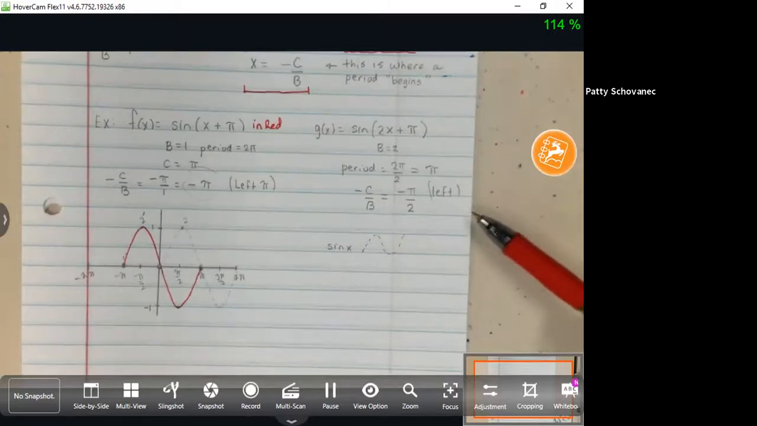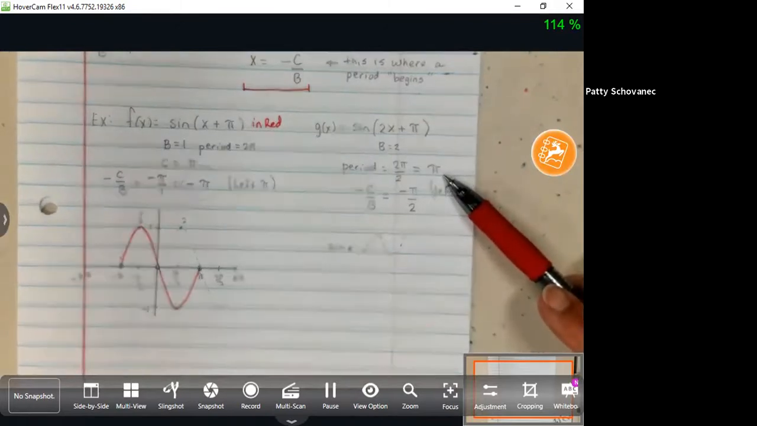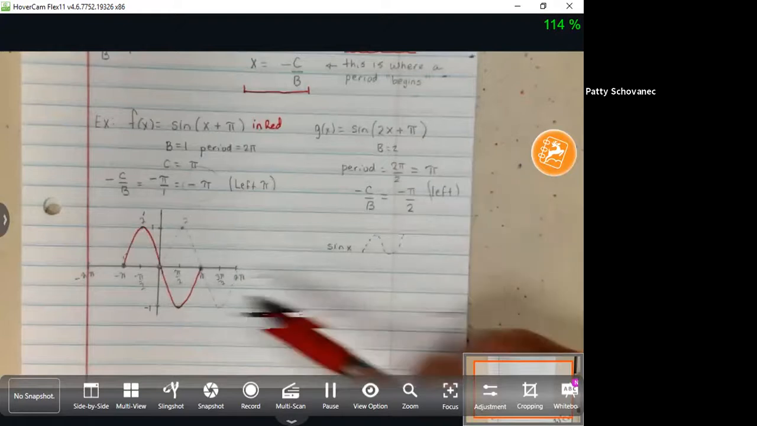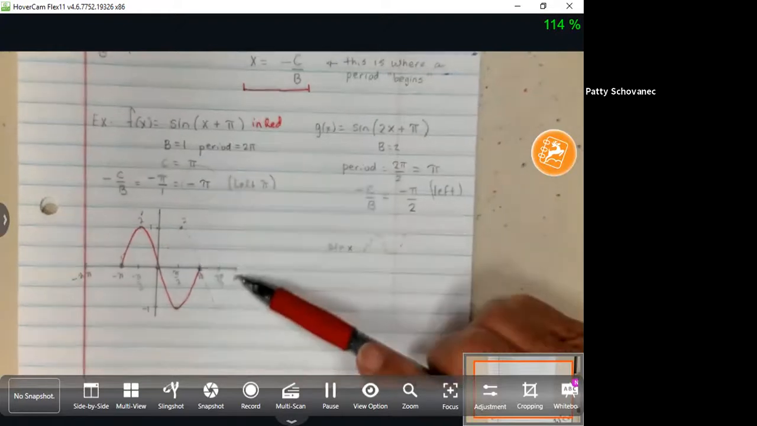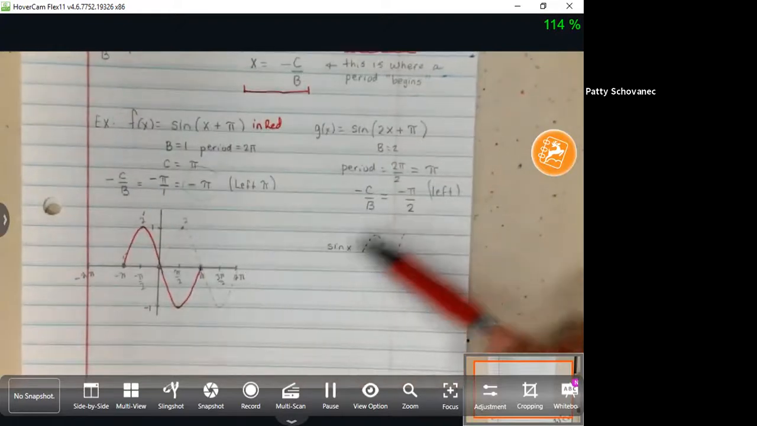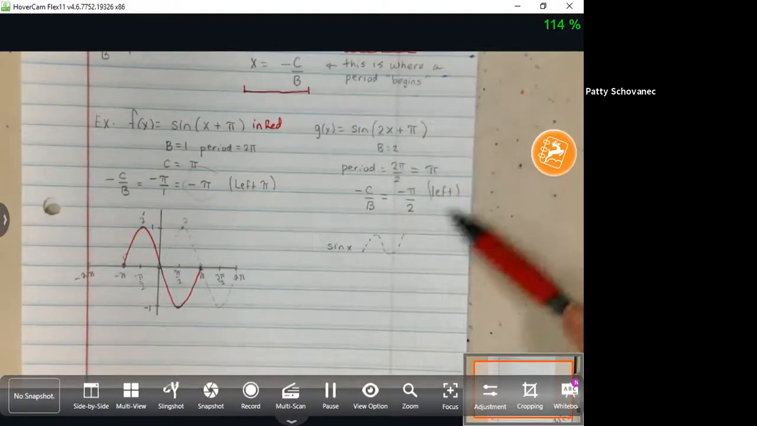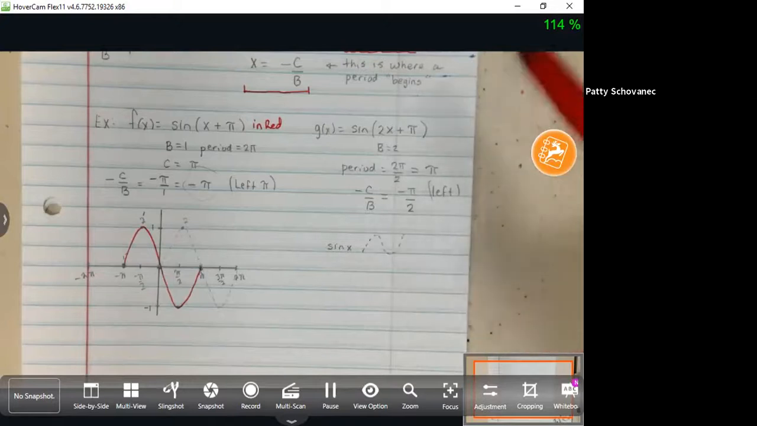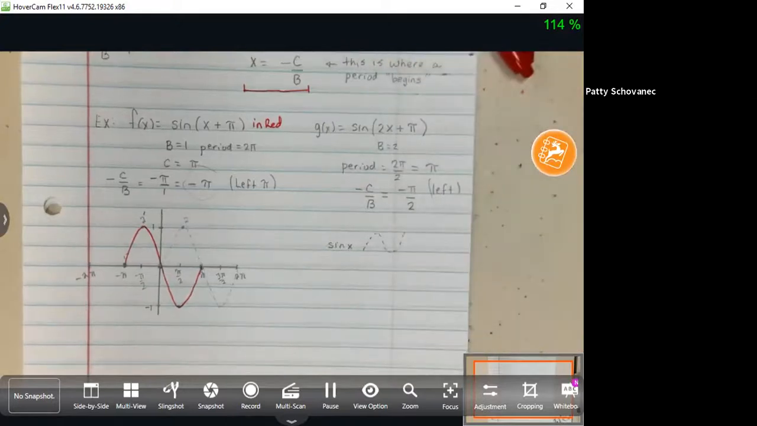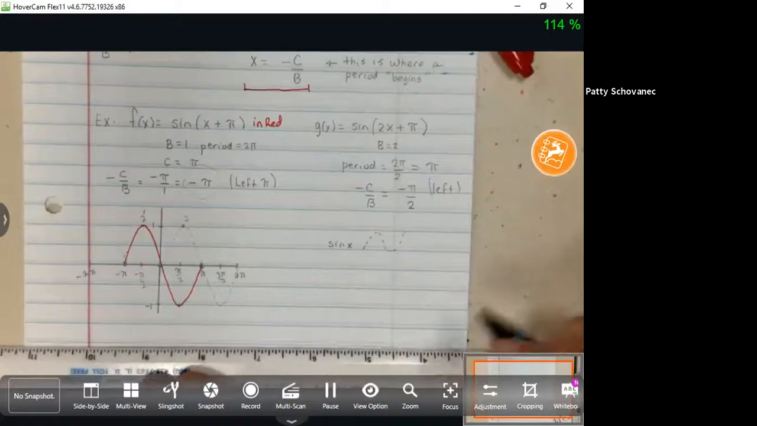This next graph is going to essentially look the same, but I'm going to shorten the period. My period now goes to pi, so that dotted graph, instead of ending at 2 pi, is going to end at pi. Then I've got to pick it up and move it pi over 2 units to the left. So I'm going to draw the period as a dotted graph, and then move it pi over 2 units to the left.